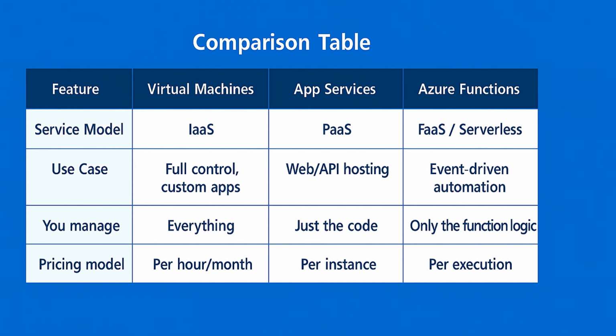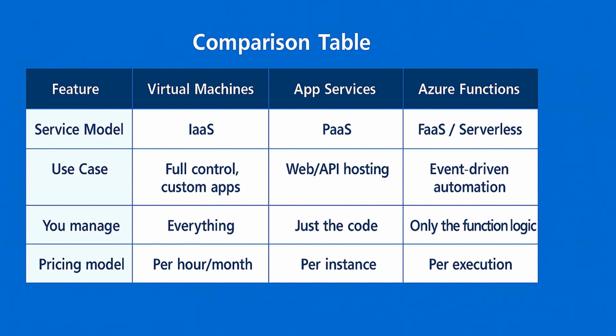Here's a comparison table, so have a look on screen now. For example, a virtual machine is IaaS, infrastructure as a service, app service is platform as a service, and Azure Functions is serverless, function as a service. Some of the use cases for virtual machines are full control and custom apps, for app services, web and API hosting, and for Azure Functions, event-driven automation. You manage everything on the virtual machines. On app services, you just manage the code, and on Azure Functions, just the logic.